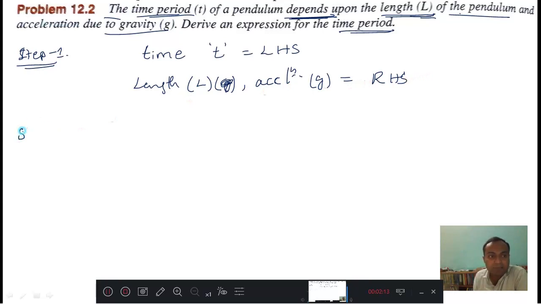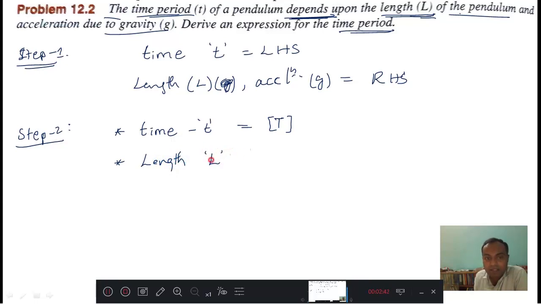Then the second step, what does it say? Second step is to write down the dimensions of the given parameters. Now time is represented as T, and the dimension is capital T. This is the dimension of time. And the second parameter given here is length. We'll call it L, and the dimension for this length is capital L.